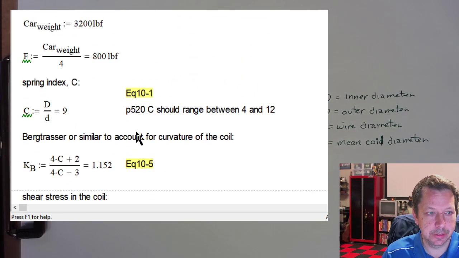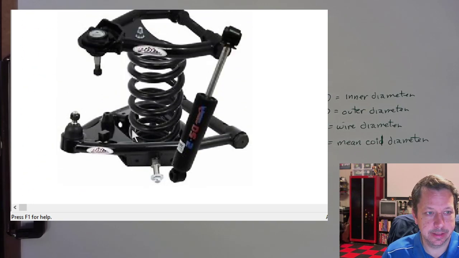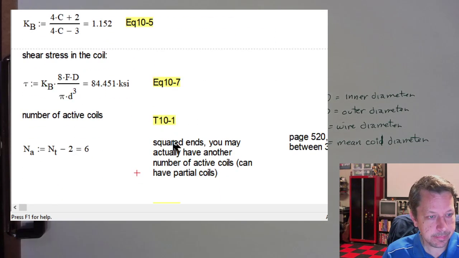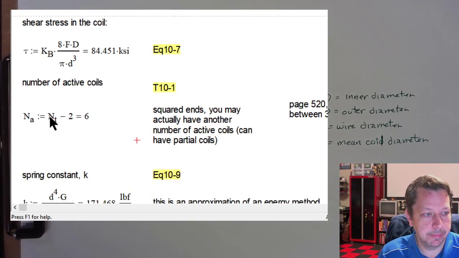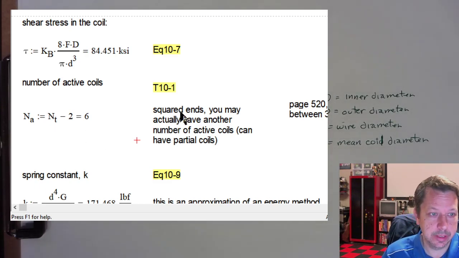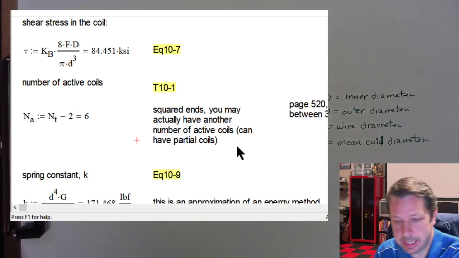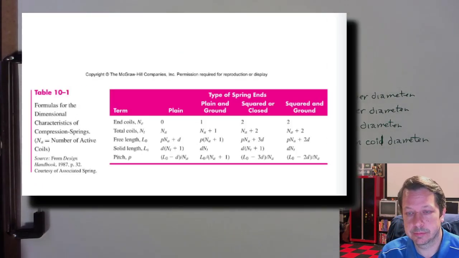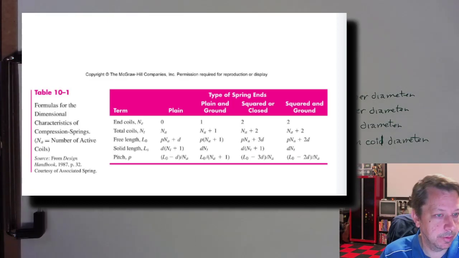Again, from the picture, we can't actually see the ends. They're, you know, up here somewhere and down there. But typically that's what they are. They're just squared, so that's what we're going to go with. In this case, squared are closed, and squared and ground have the same number of active coils. So we would have the same number.